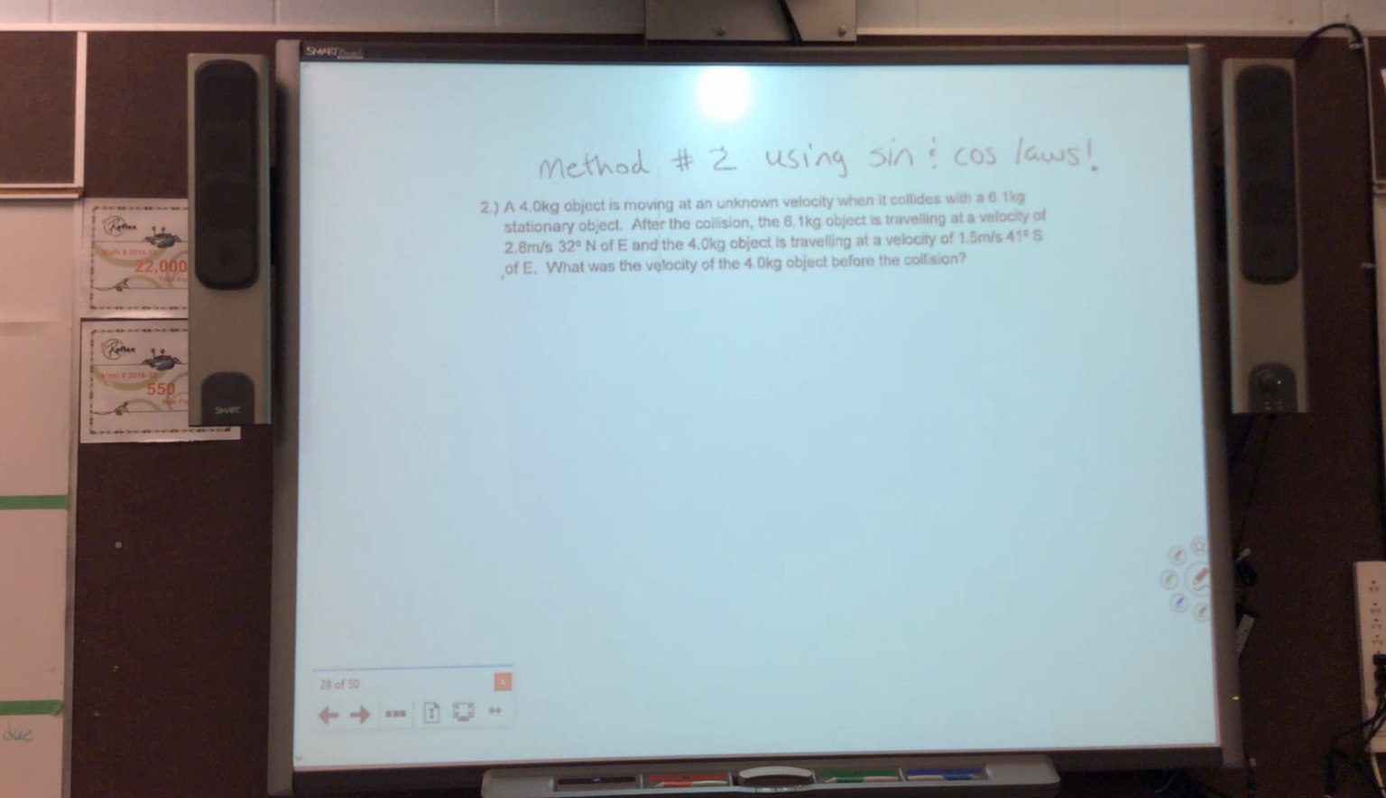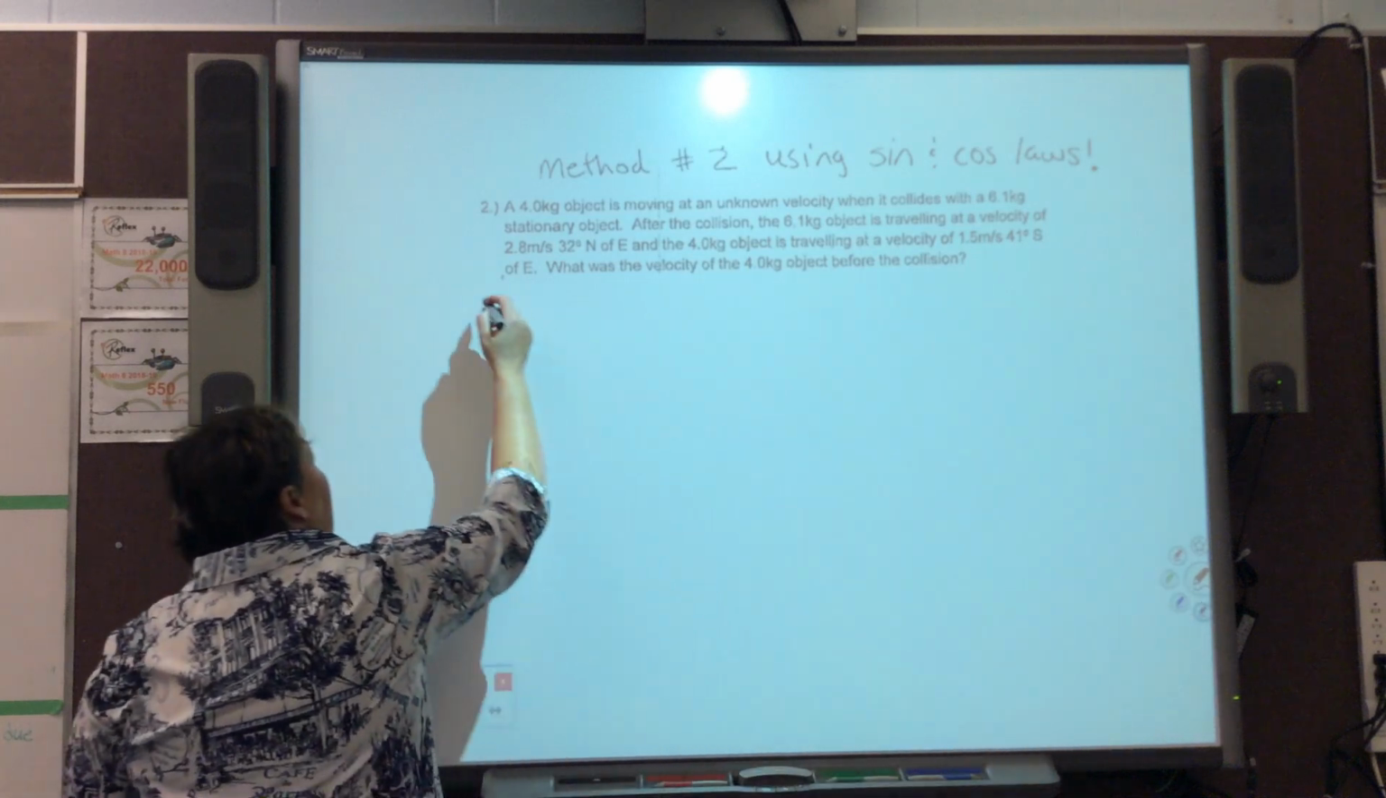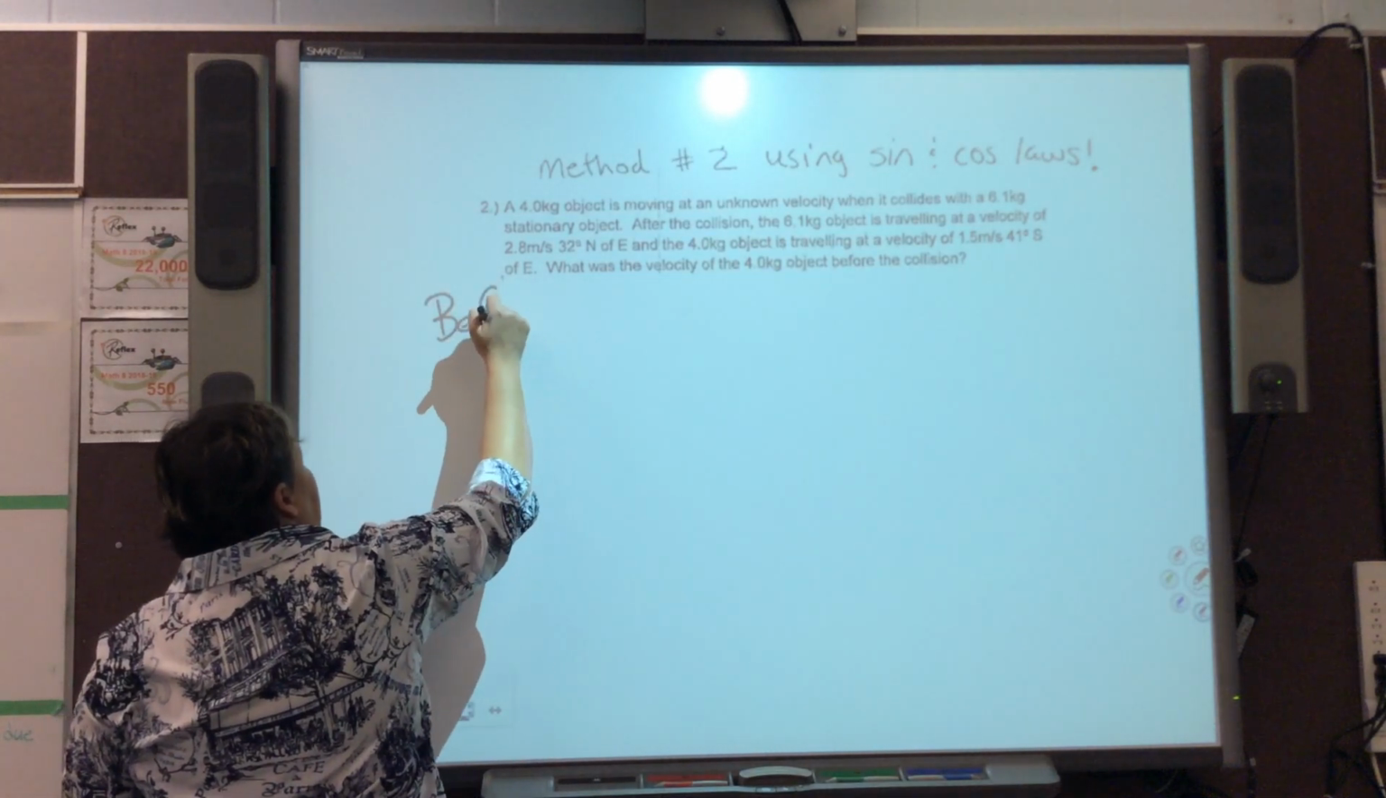A 4 kilogram object is moving at unknown velocity when it collides with a 6.1 kilogram stationary object. After the collision, the 6.1 kilogram object is traveling at a velocity of 2.8 meters per second, 32 degrees north of east, and the 4 kilogram object is traveling at a velocity of 1.5 meters per second, 41 degrees south of east. What was the velocity of the 4 kilogram object before the collision? So, it's the same question.